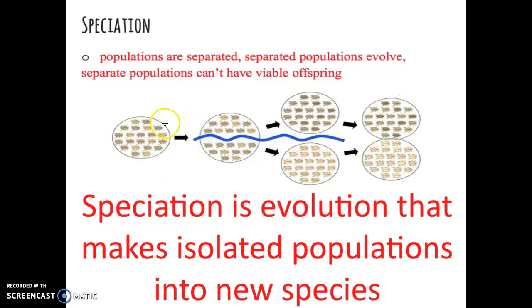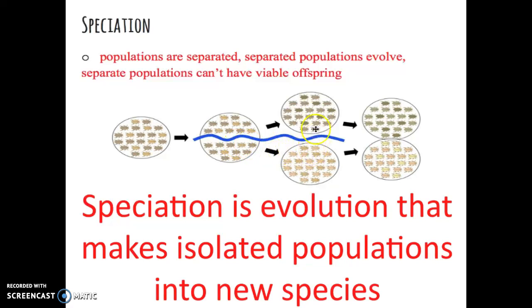So what happens is we have a population. Here we've got a population of different colored bugs, beetles. They're all the same species of beetles. We've got light and dark beetles. Something happens where they are separated. Looks like it's a river here. They're separated by a new river.